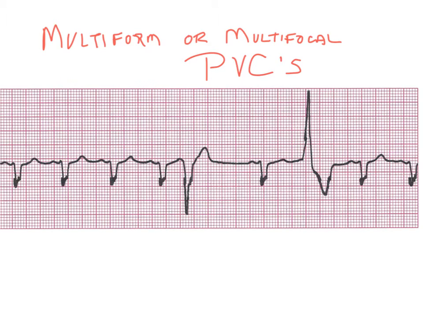With that happening, please remember that if they look different, and this rhythm was pretty interesting. Yet they look different, and as you can see, you have one here and one here, and both of them look different. When you're looking at these two PVCs, these are called multifocal or multiform. They look different. They're coming out of different areas of the heart.